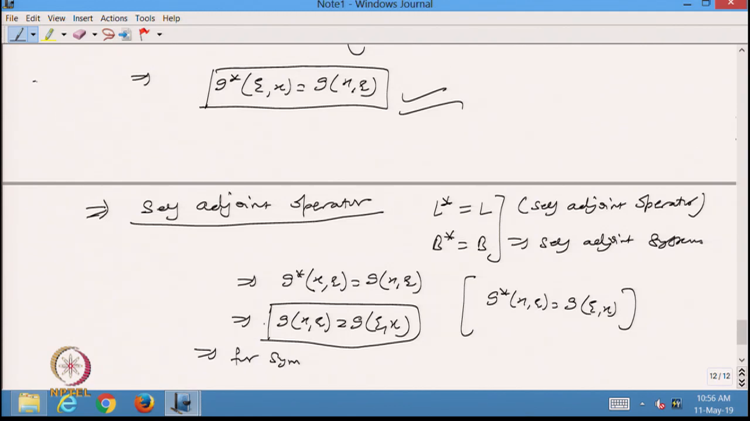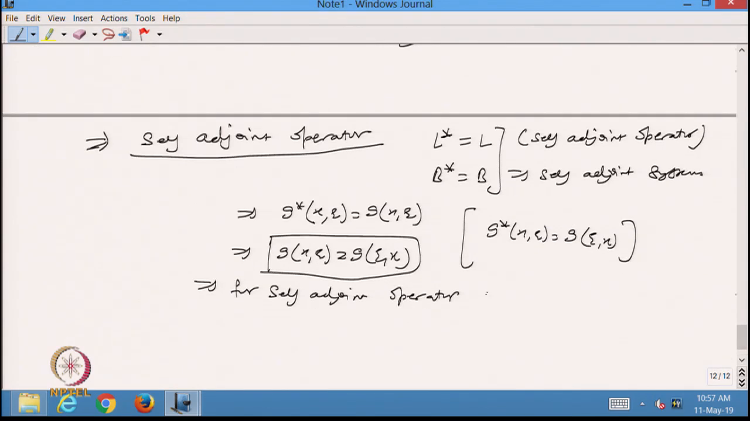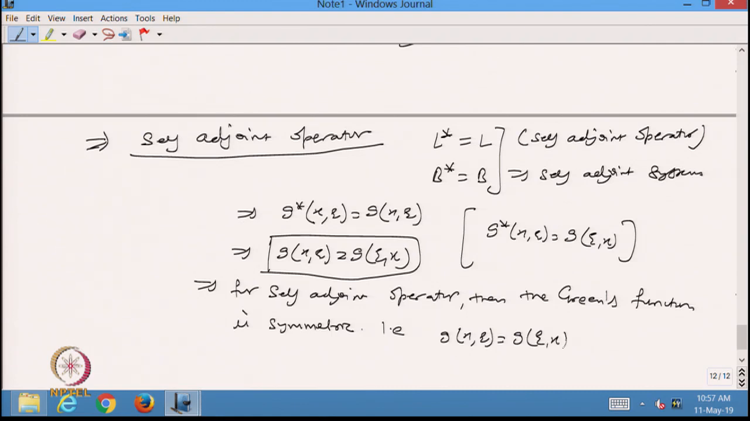From this one we can say that for a self-adjoint operator, the green function is symmetric, that is my G of x xi is the same as G of xi x. So, this is true for the self-adjoint operator.